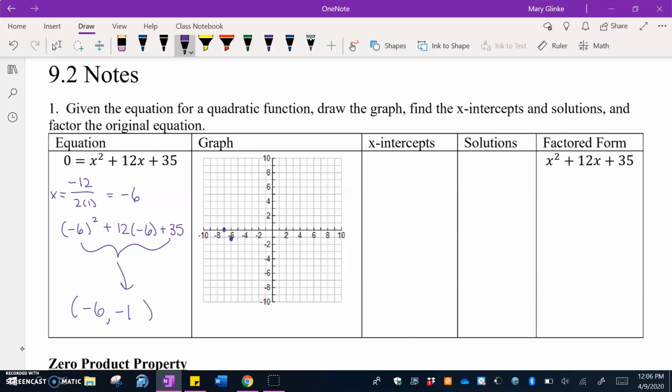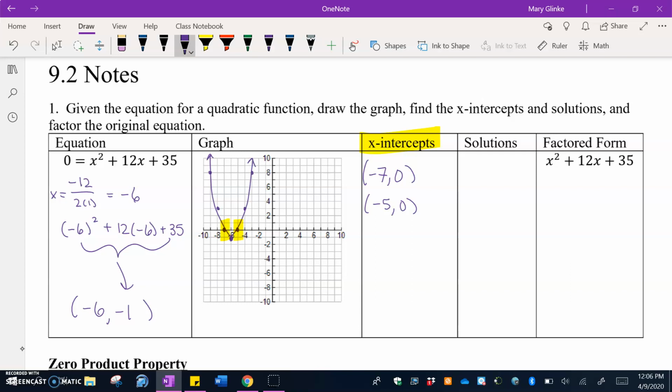From there, we do our stretch, which is our a value, times 1, 3, and 5. So this one didn't have a stretch other than just your normal 1, 3, and 5 pattern. This is the graph of our parabola. As we can see here, our x-intercepts are where our graph is going to cross the x-axis. There are two different spots here at negative 7, comma 0 and negative 5, comma 0.